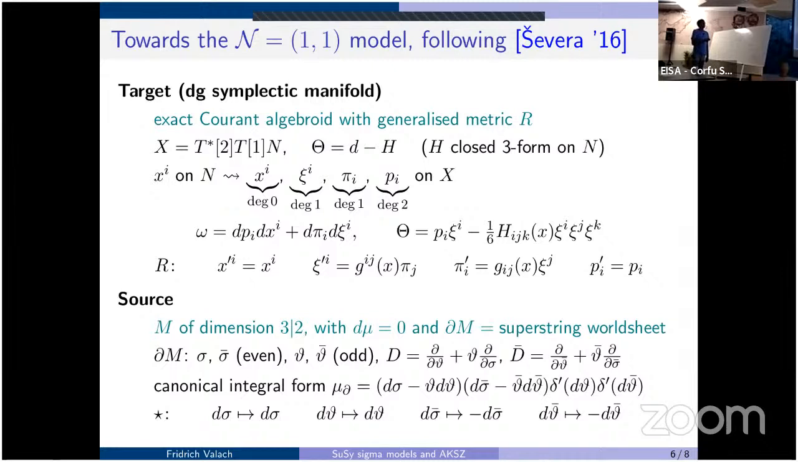If you pick some coordinate xi on it, then this induces on this manifold X four different types of coordinates of degree 0, 1, 2.